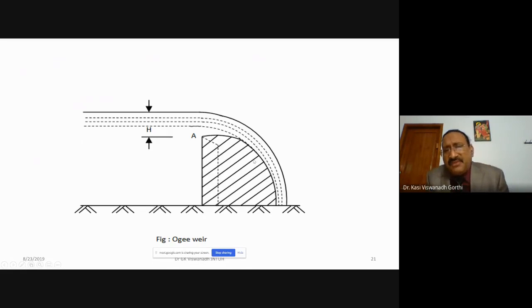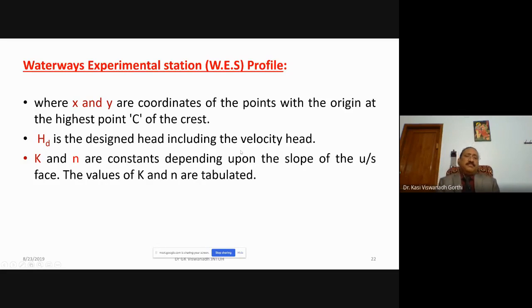You can see here in the figure that the lower nappe is directly in contact with the shape of the spillway, the downstream profile of the spillway. This is the WES profile. X and Y are the coordinates of the points with the origin at the highest point C of the crest. Hd is the design head, including the velocity head, and K and N are constants depending upon the slope of the upstream face.